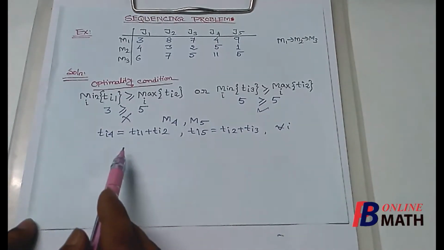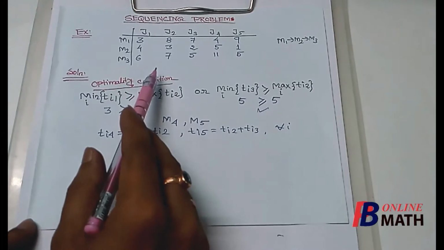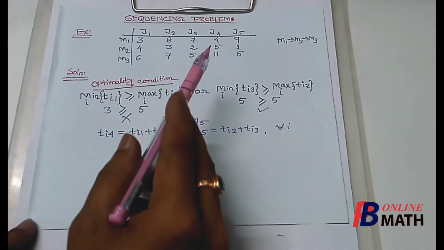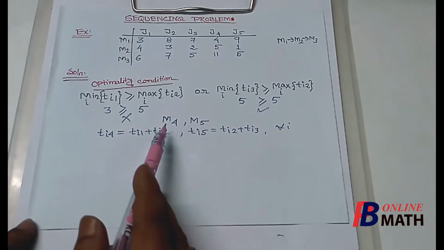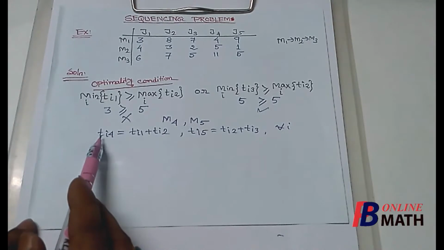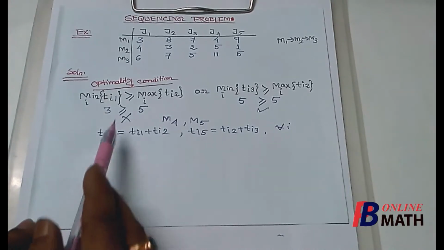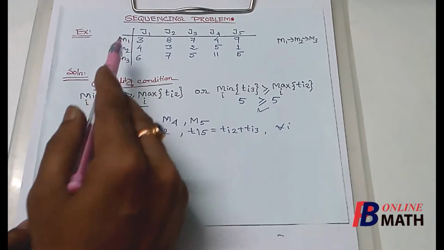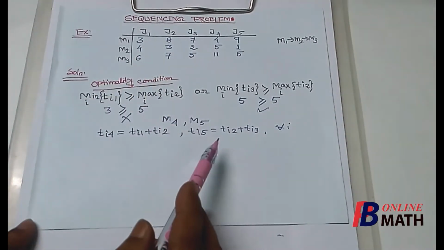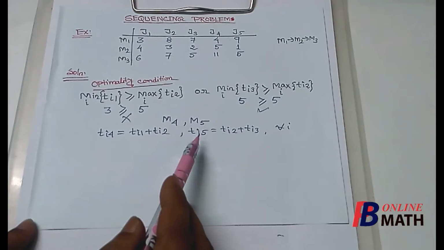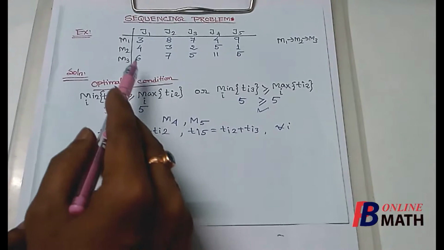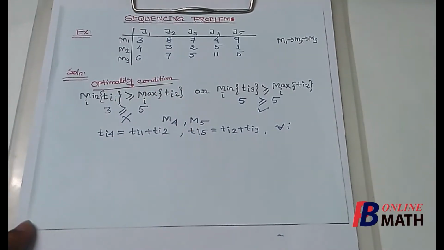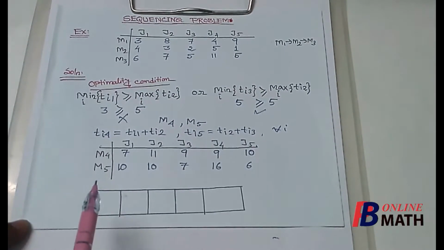So if we apply this transformation, then this problem reduces to a problem of 5 jobs on 2 machines. Now let us find the processing times for these 2 machines. So remember that the processing time for the fourth machine will be equal to the processing time for the first machine plus the processing time for the second machine, and for the fifth machine the processing time will be equal to the processing time for the second machine plus the processing time for the third machine. So we have obtained the processing times for the fourth machine and the fifth machine.